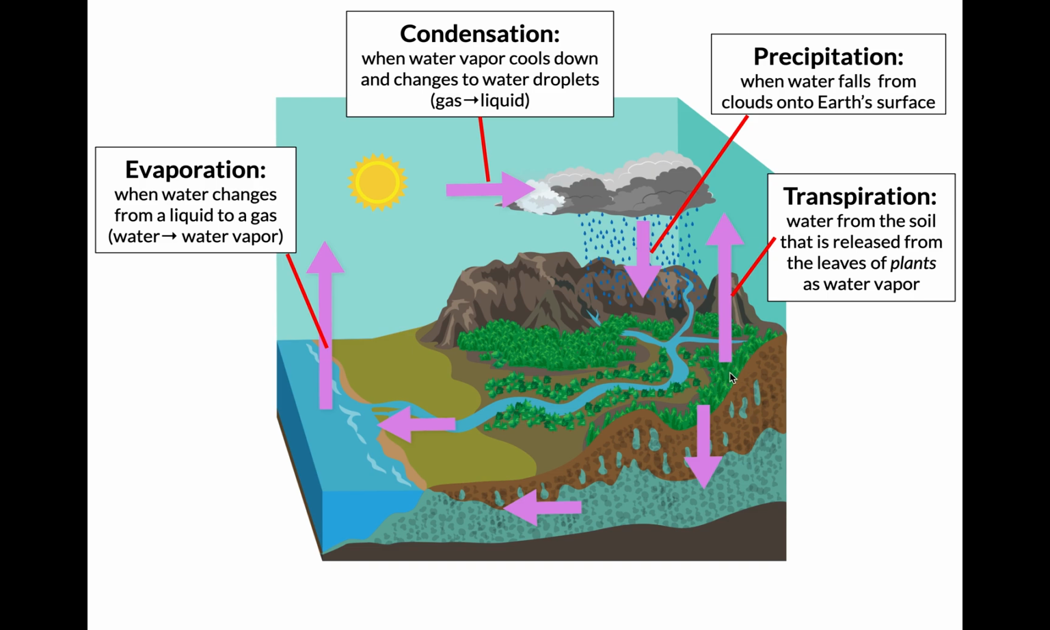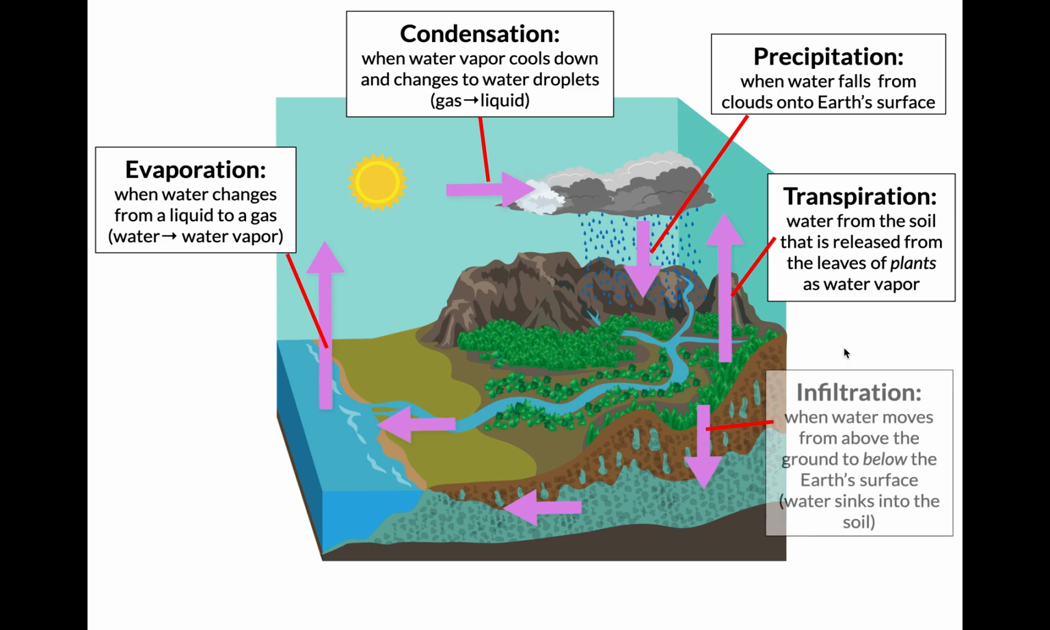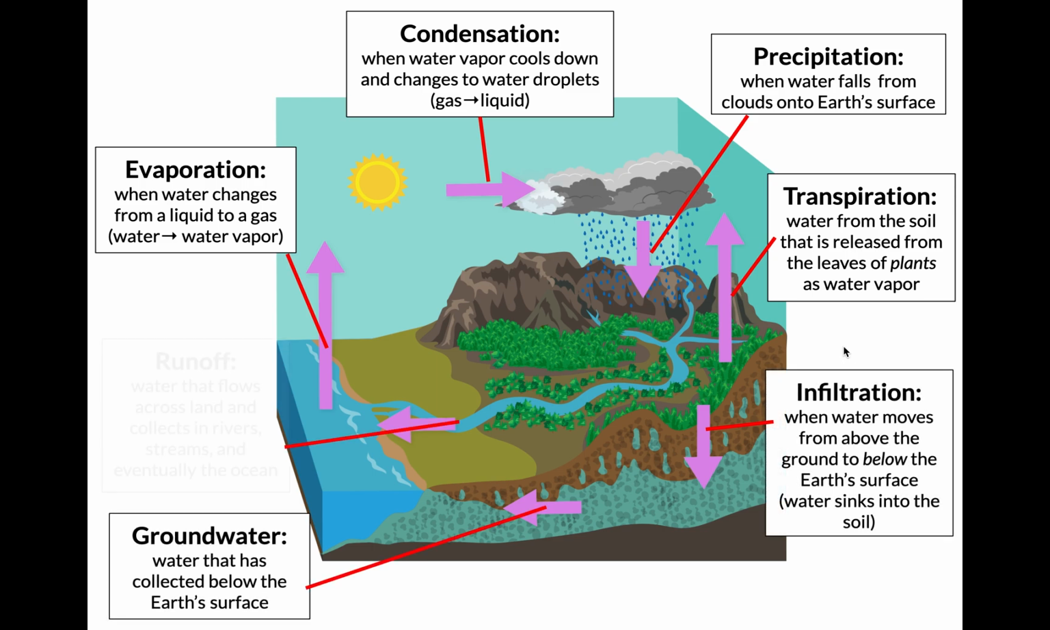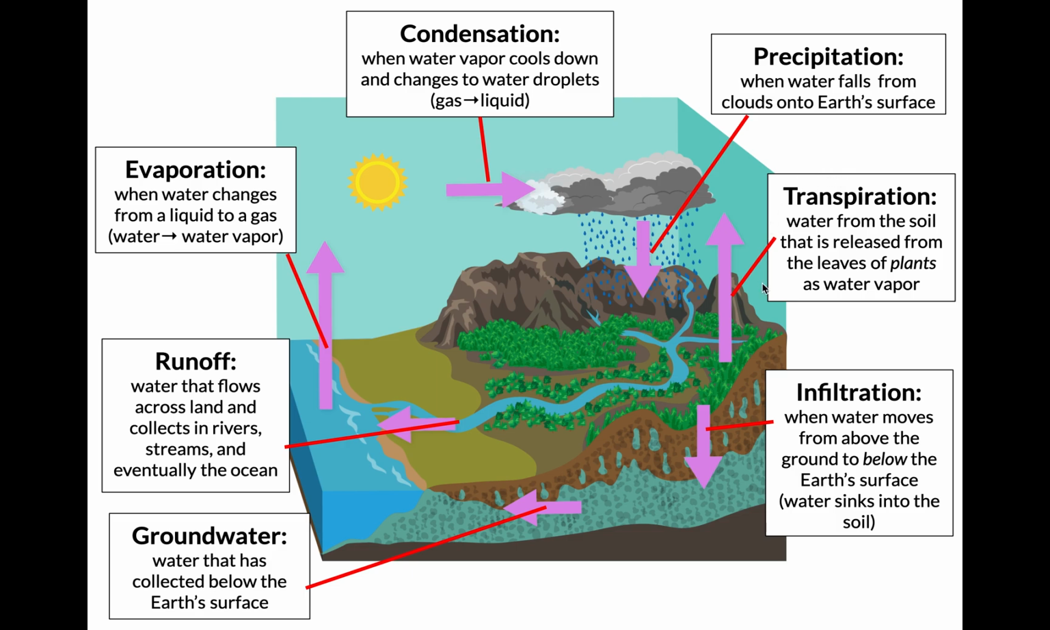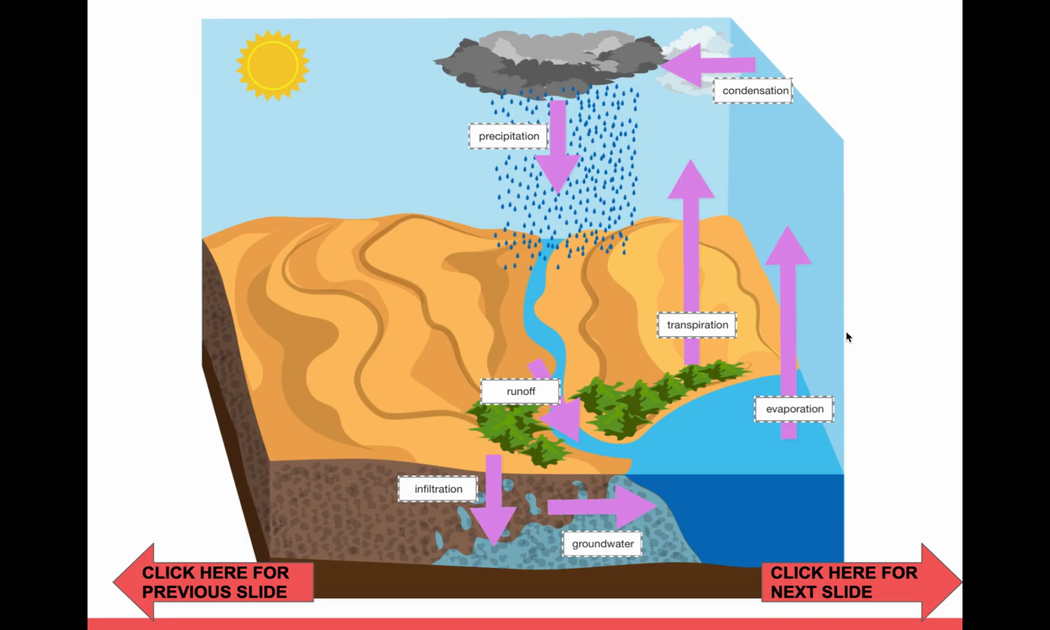No, because plants are going to suck up the water from the soil using their roots, and then the water travels up the plant. And then when the sun heats up the plant, the water from the soil is going to evaporate off of the leaves of the plants. So that means that in transpiration, water from the soil is released into the atmosphere through the plant's leaves. So that's what we'll be focusing on today. We also learned infiltration, groundwater, and runoff. But again, we're going to focus on this one, transpiration.